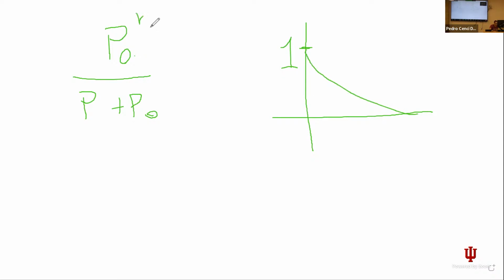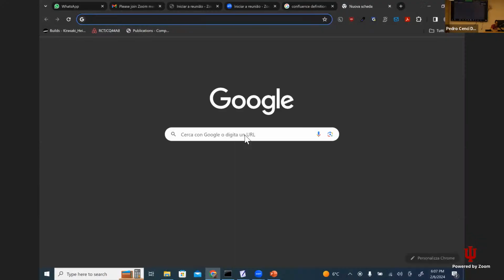When you raise everything to the power of n, this power of n will make this curve more and more steep around P0. So the higher is n, the more switch-like the function will be. And then in this case, if you set a very high n, and I think for this purpose I can share my full screen and go to decimals.